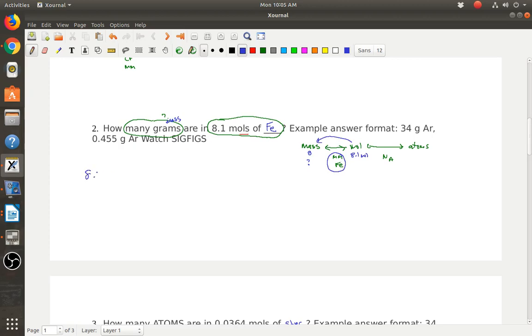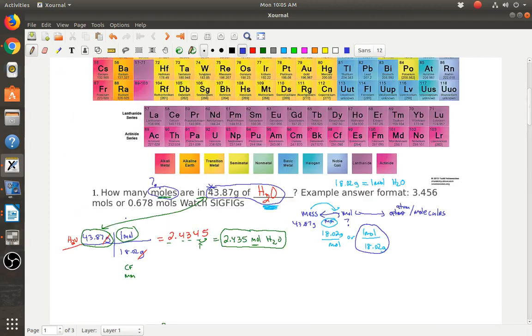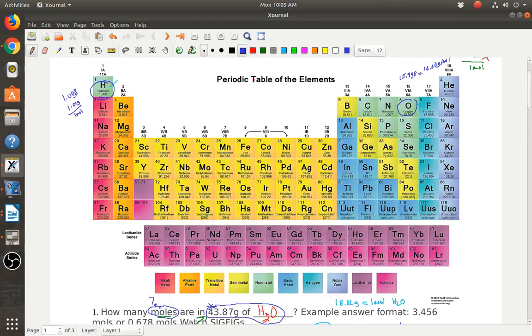We write down the number that's inside the word problem. We have 8.1 moles of iron. You should always write that first. And now I need the molar mass of iron, right here, to be able to convert it, because it's a one-step process. So I go up to the periodic chart. I've got to find iron. Here it is.